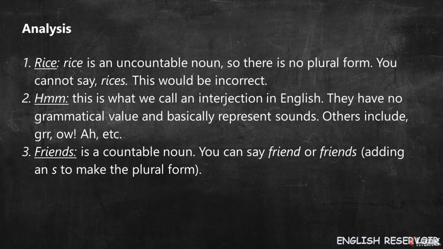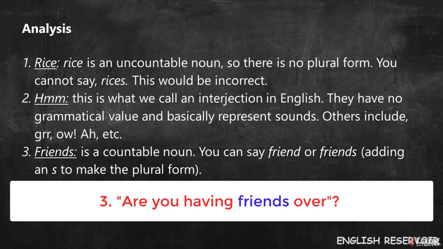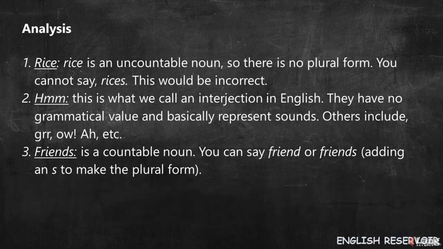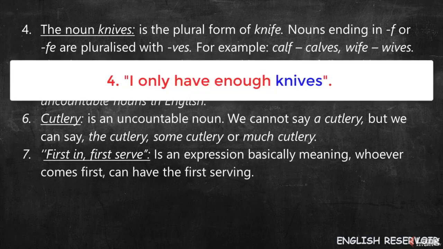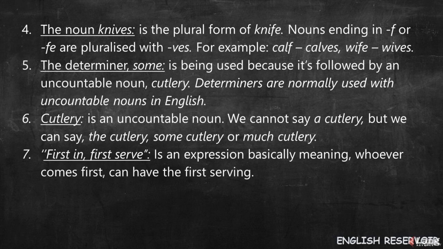3. Friends is a countable noun. You can say friend or friends, adding an S to make the plural form. 4. The noun knives is the plural form of knife. Nouns ending in F or FE are pluralized with VES. For example, calf, calves, wife, wives.